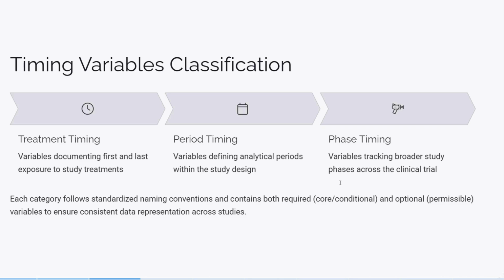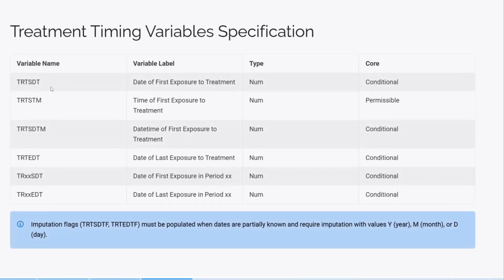Okay, so next you see here TRTSDT, the start date of the first exposure of the treatment, which is conditional. This is related to the treatment. TRTSDTM, TRTEDT, TR01SDT, TR01EDT, all of this is related to the treatment timing variable specifications. They must be populated when dates are partially known and require imputation, with values Y for the year, M for the month, and D for the day.